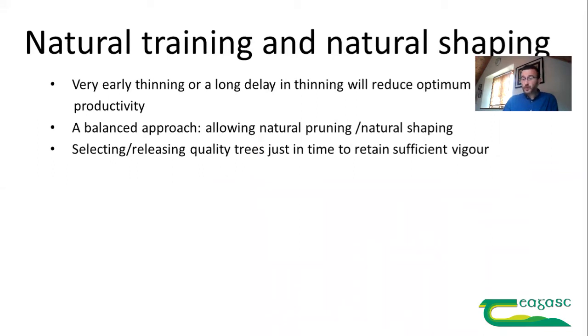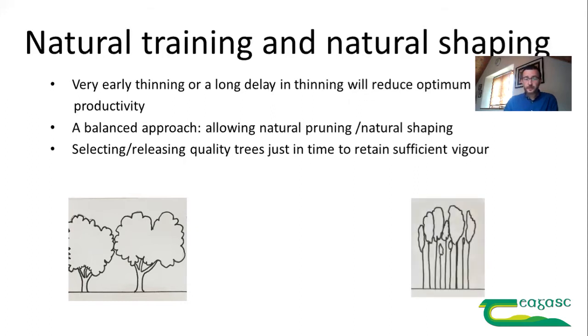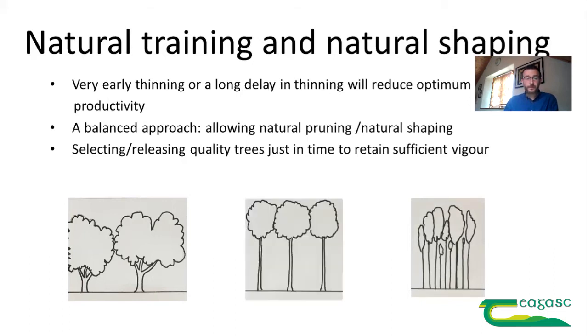So thinning is very important, but the time of thinning is also critical. A very early thinning would lead to a bush-like structure for our trees if they're allowed too much light too early on with very short stems. And a long delay in thinning will compress the crown, reducing future productivity. So what we're really looking for is a balanced approach. We're trying to drive natural competition to generate natural pruning and natural training, but at the same time, select and release our quality trees just in time to retain sufficient vigour for their future growth.